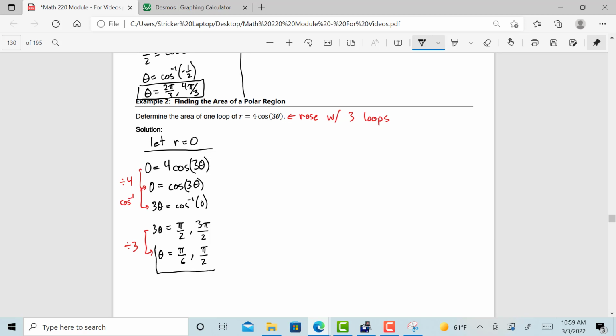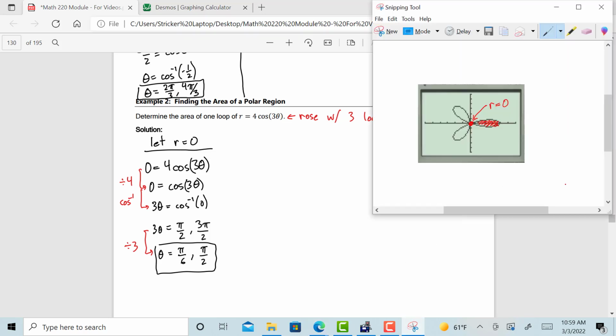All right? So if we go back to our graph, look at our graph here. Just looking at the graph, pi over 6 is probably going to be right there. And then pi over 2, of course, is right here. So that's probably where this next loop starts, right there, at pi over 2. So that's not really going to be helpful for us. We don't want to go from pi over 6 to pi over 2 because that's not going to give us the area we want.